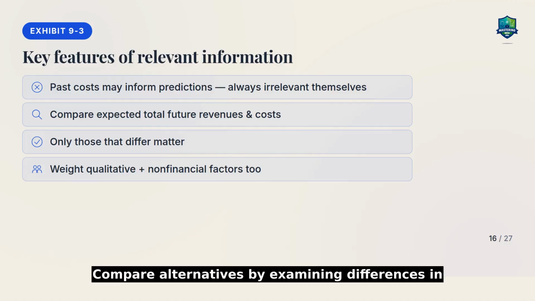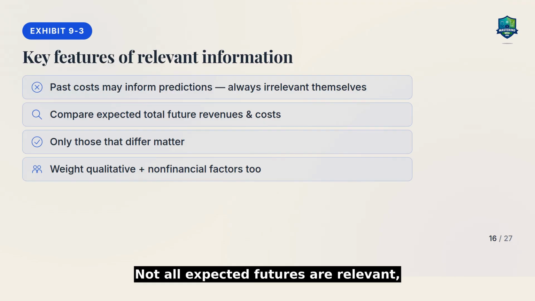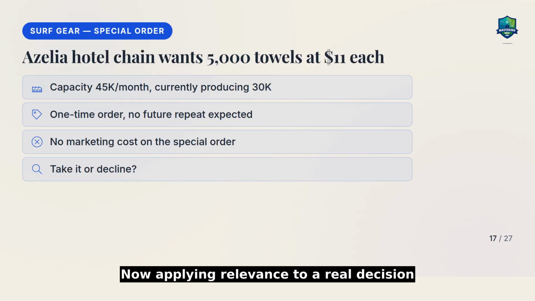Compare alternatives by examining differences in expected total future revenues and costs. Not all expected futures are relevant, only those that differ across alternatives. And give appropriate weight to qualitative and non-financial factors. The key question, repeated for emphasis: what difference will an action make? Now, applying relevance to a real decision shape, the one-time special order.